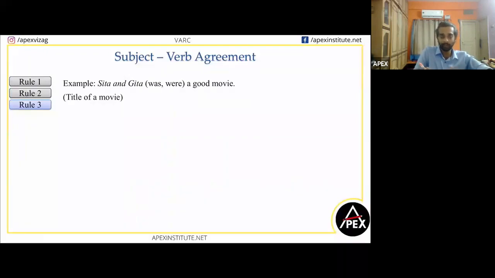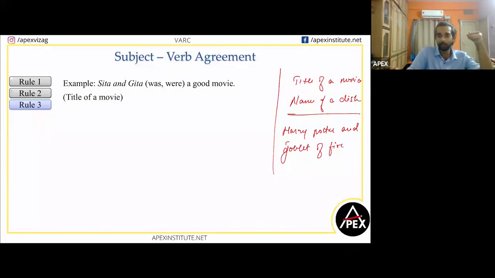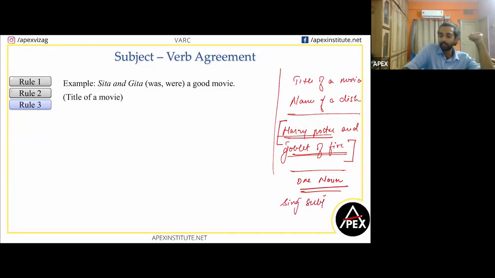Now, one exception to that is when you have the title of a movie or maybe the name of a dish. When these things are there, usually they are using the same word and, but it's used as a single entity. For example, if I say Harry Potter and the Goblet of Fire, it does not mean that Harry Potter is one thing and Goblet of Fire is a second thing. This whole thing is one object or one noun. It's one name that we are giving. That means it is a singular subject.